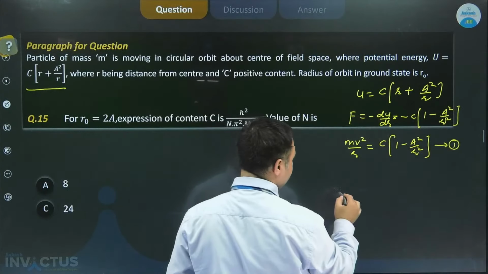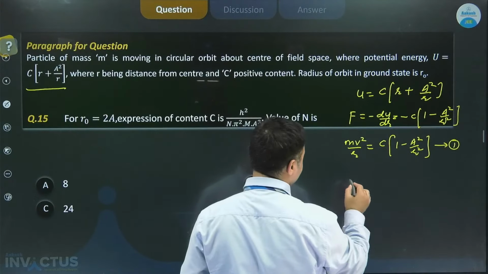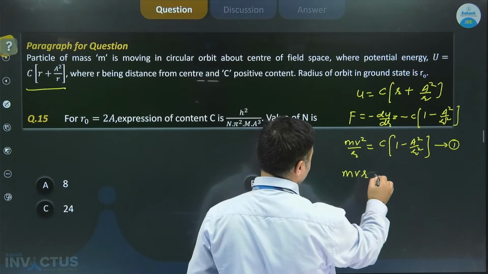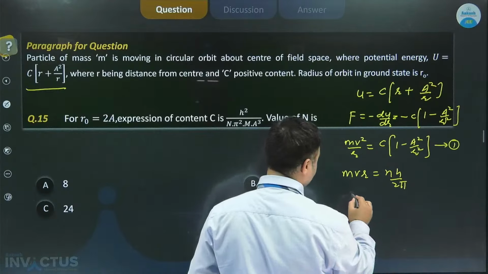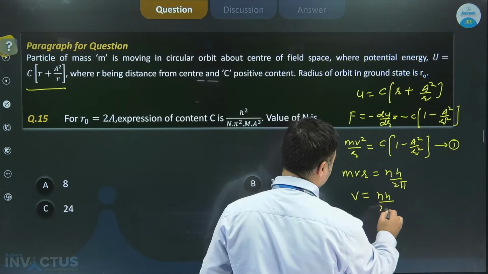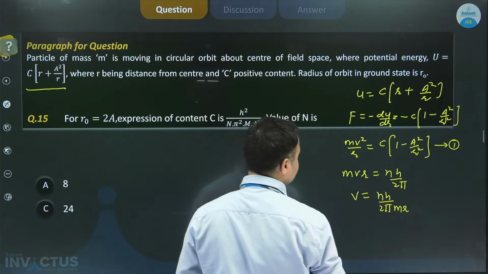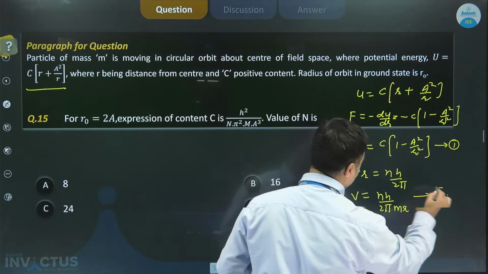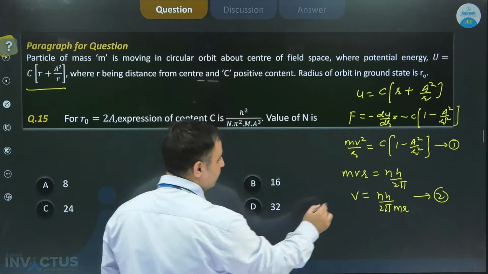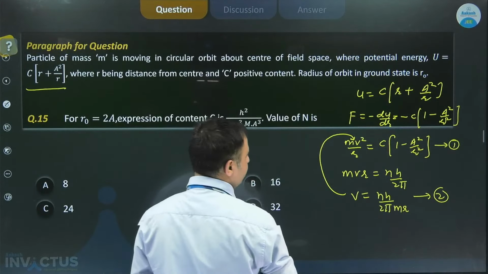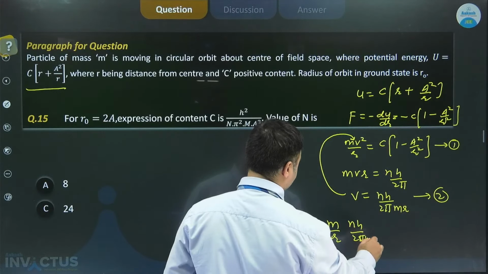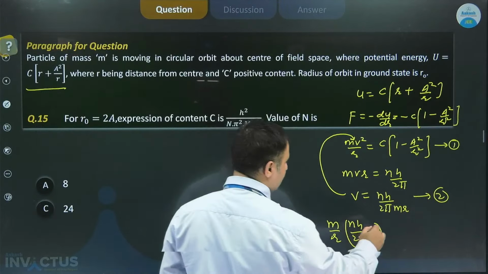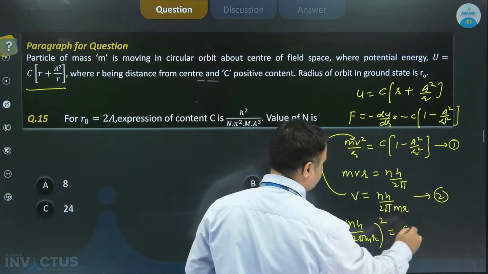For angular momentum quantization, we can write mvr is equal to nh upon 2 pi. So we can put v equal to nh upon 2 pi divided by mr. Call it equation number 2. Now putting the value of v here, we get m by r times (nh upon 2 pi mr) whole square is equal to C (1 minus a square by r square).